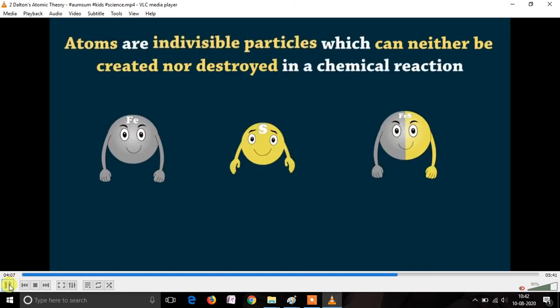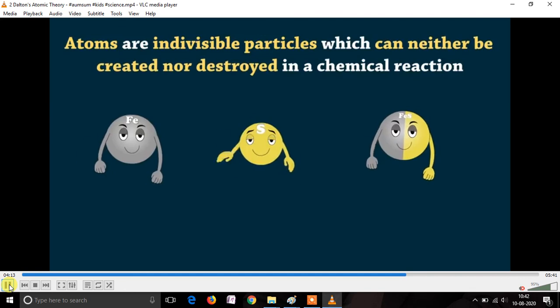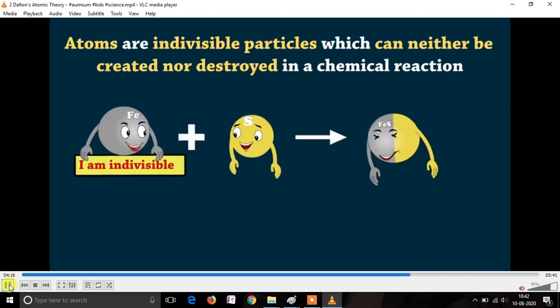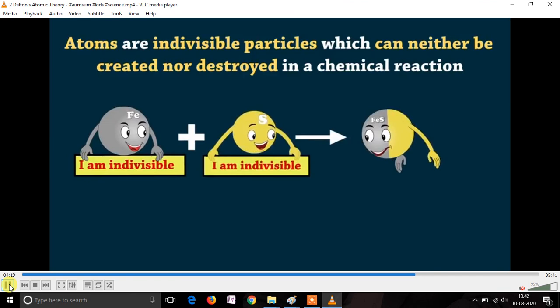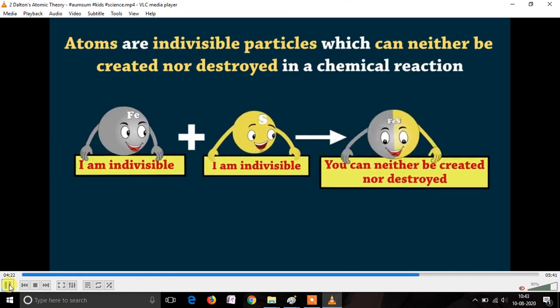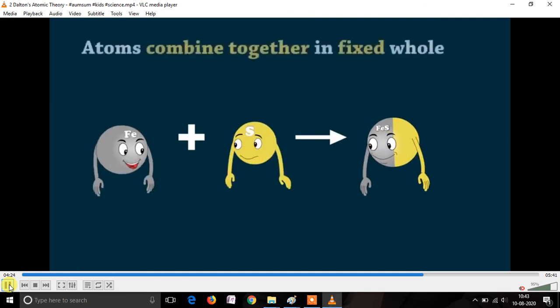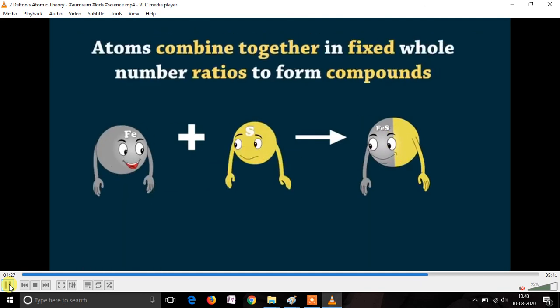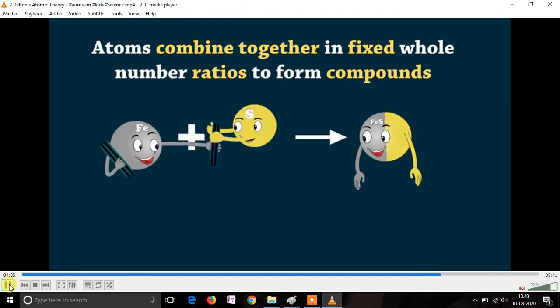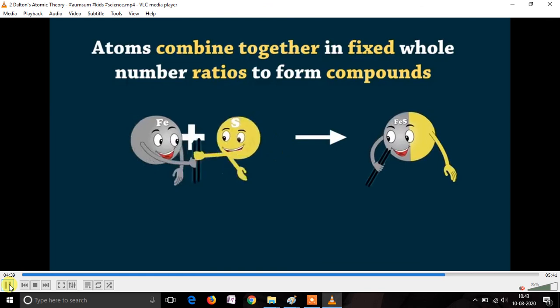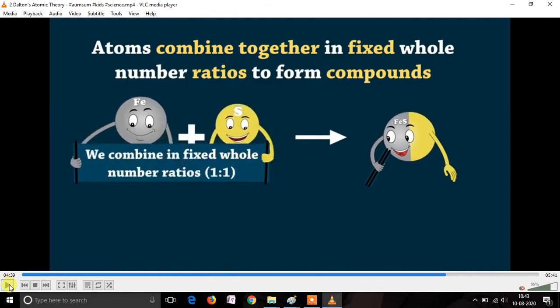Atoms are indivisible particles which can neither be created nor destroyed in a chemical reaction. This means that every atom is indivisible, and if they combine together to form a compound, they are still indivisible. They combine together in a fixed whole number ratio to form a compound. For example, in front of you, you can see iron and sulfur combine together in the ratio of 1:1 to form a compound known as iron sulfide.